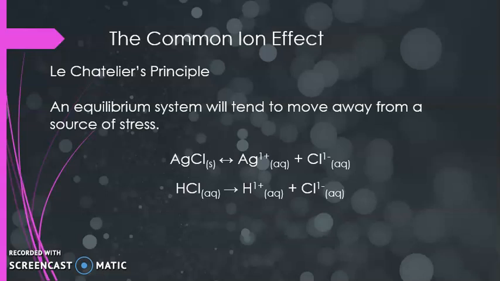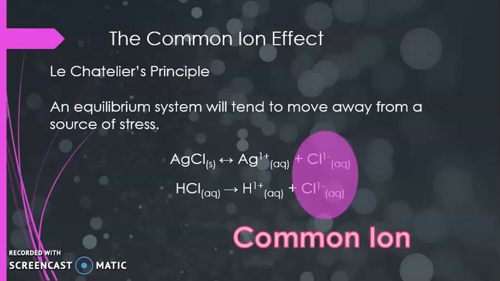Now we do know that when HCl goes into water that it will dissociate into H and Cl. But notice that both equations have something in common. They both have that chloride ion. We call this a common ion. They have an ion in common. Now the HCl can't help itself. 100% of it is going to dissociate into H+ and Cl-. So it will in effect ramp up the concentration of chloride ions to whatever it can make.